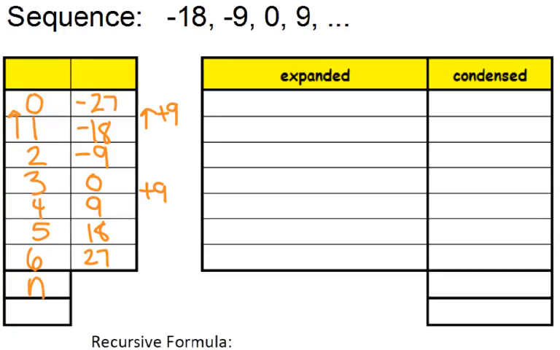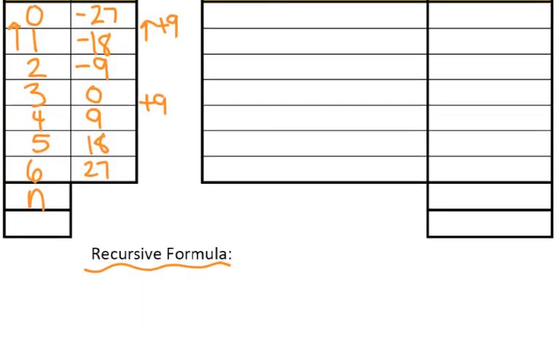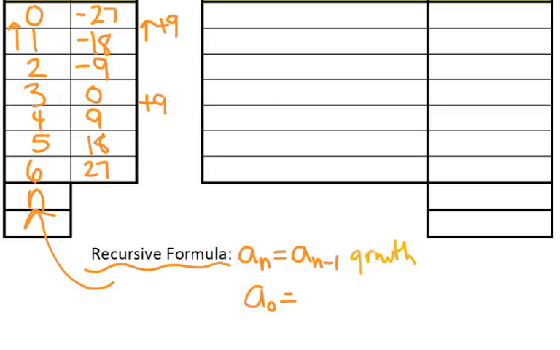So now we're trying to figure out what our nth term is. That's our formula. Whenever it's asking for the nth term, it wants a formula. So just like always, I go a sub n equals a sub n minus 1. I'm also going to go a sub 0 equals something. Here is where I put my growth and my starting number. So what's my growth? We decided we are adding 9 each time. And what's my starting number? Well, my starting number was negative 27.